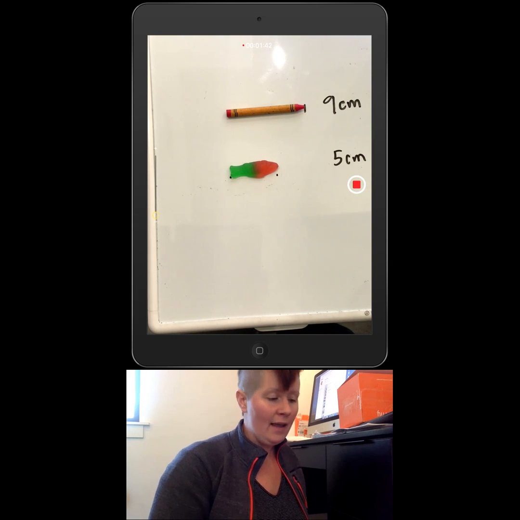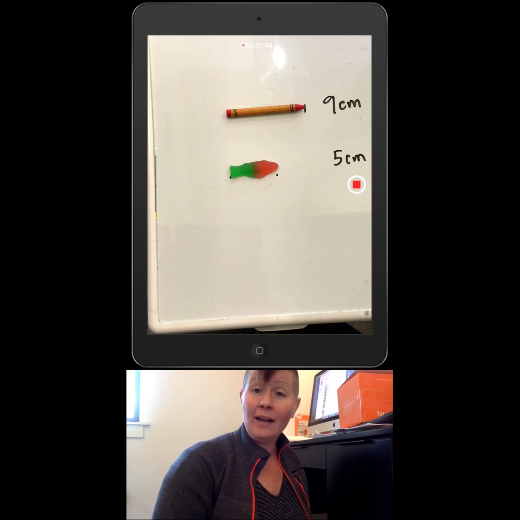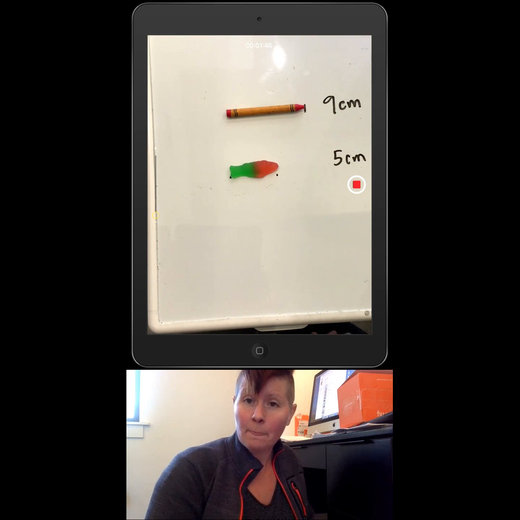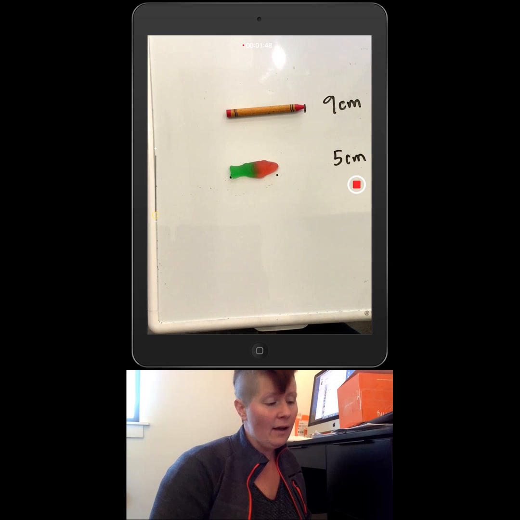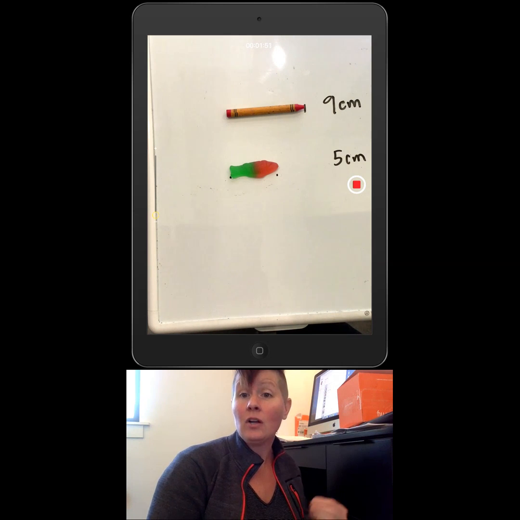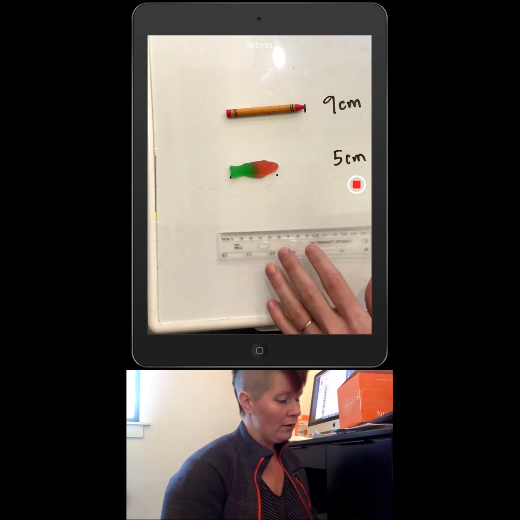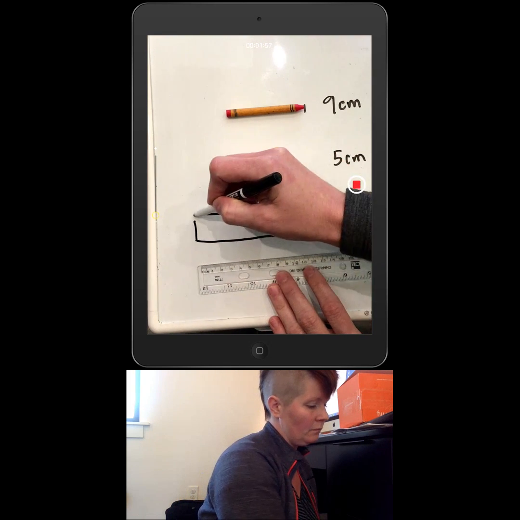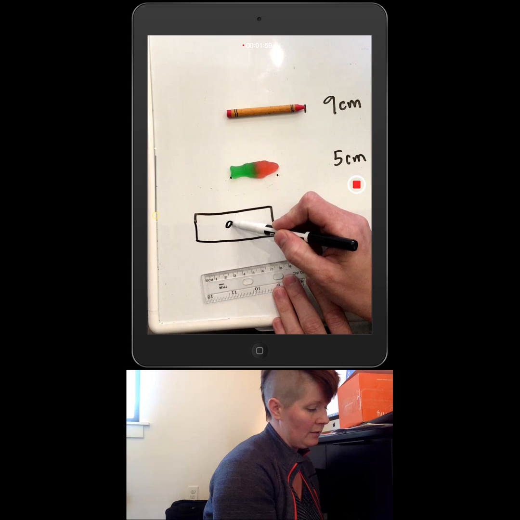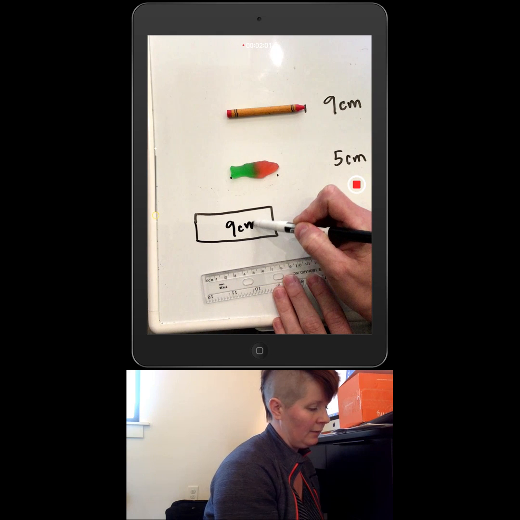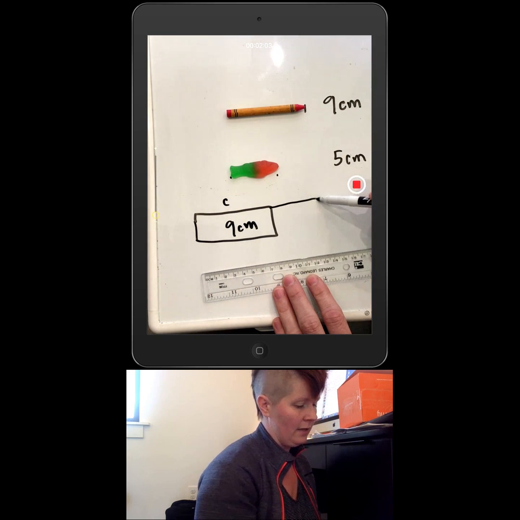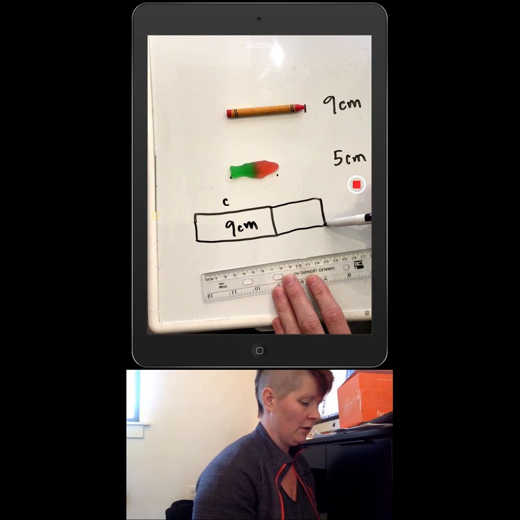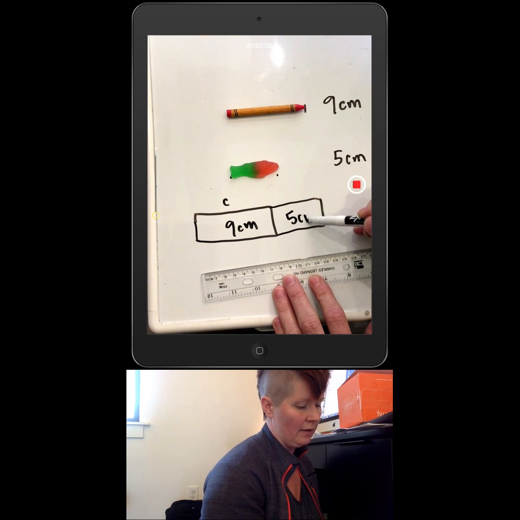Okay? So then, what if I asked you, what would happen if I wanted the crayon and the fish together? What is the length of the crayon and the fish together? Well, together, you can think about it like this. So if I were to put, here's the crayon, I'll label it with a C, and here's the fish. The length of the crayon and the fish together.